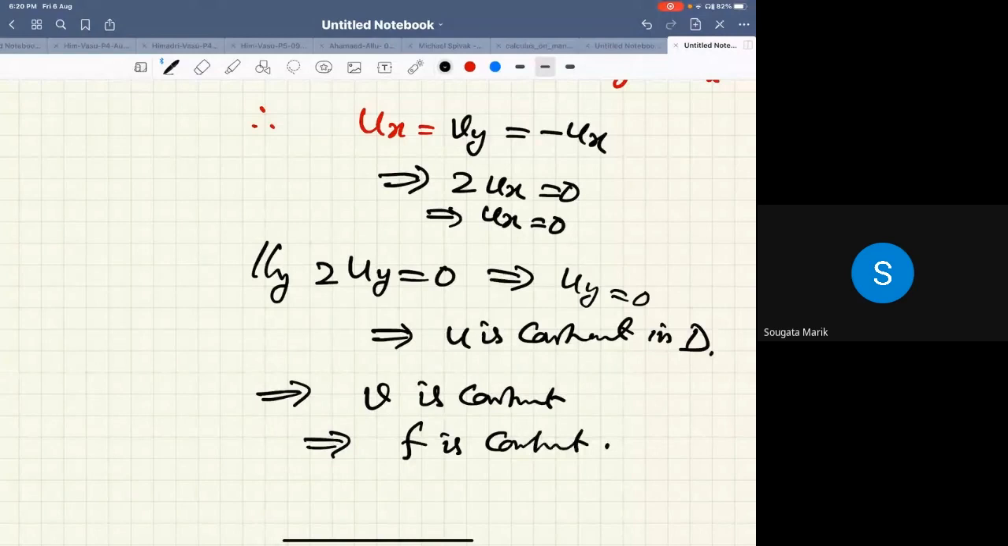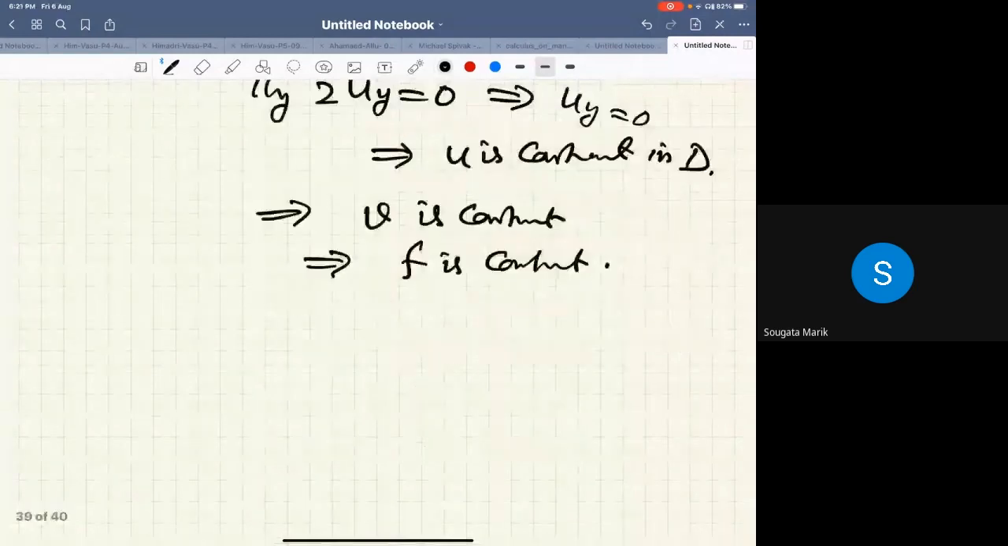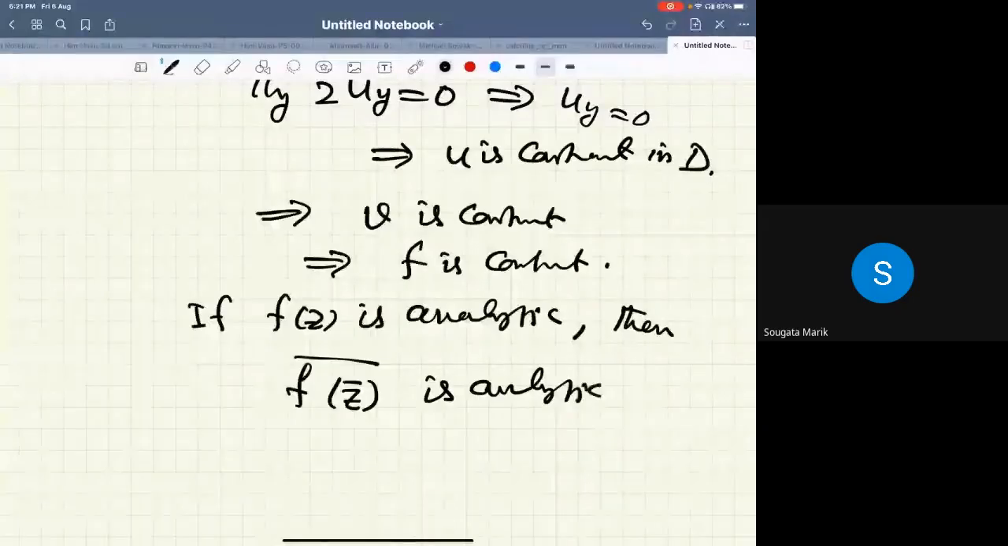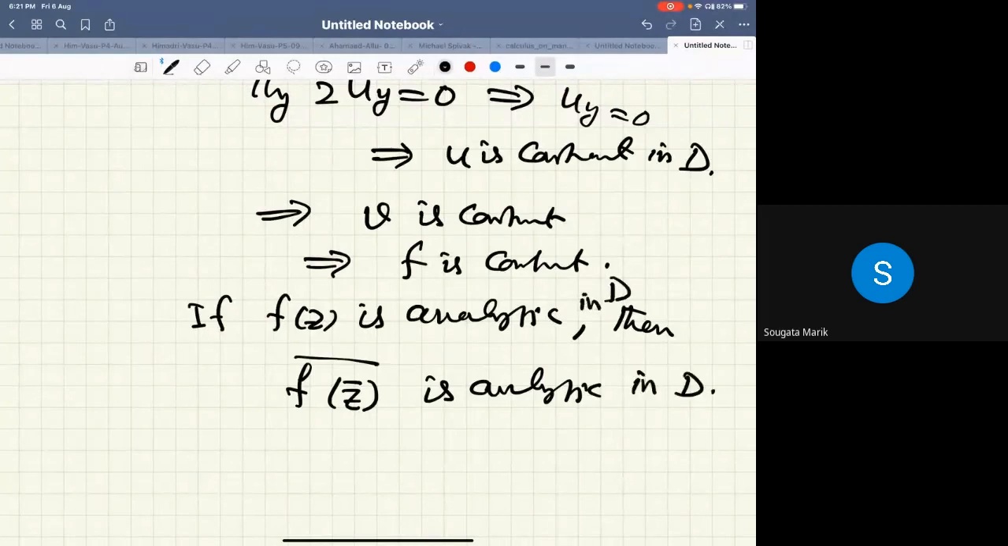Okay, so maybe here I want to just mention that if f of z is analytic in a domain D, then f of z bar, whole bar, is analytic in the domain D. Okay, f of z bar whole bar.